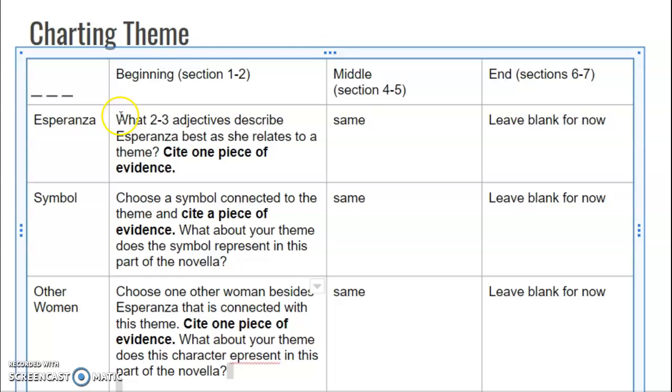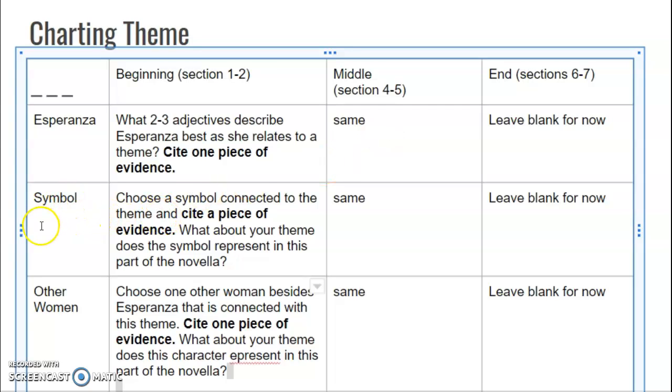So for example, what 2 to 3 adjectives describe Esperanza best as she relates to a theme in the beginning of the book? So you just answer the question in a phrase and cite one piece of evidence. And then you'll answer the same question in the middle section. What 2 to 3 adjectives describe Esperanza best as she relates to a theme in the middle section? This theme might be the same, so you might trace, for example, her identity or how gender roles affect her identity. The theme might also change. Either way, it's okay. You're looking for how does Esperanza change and citing evidence.